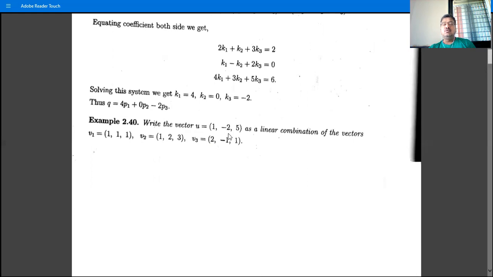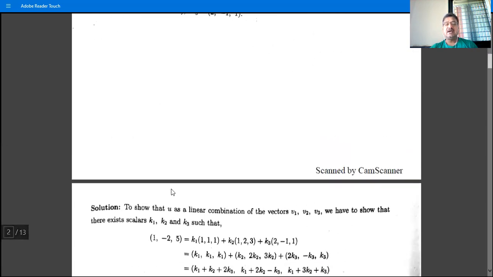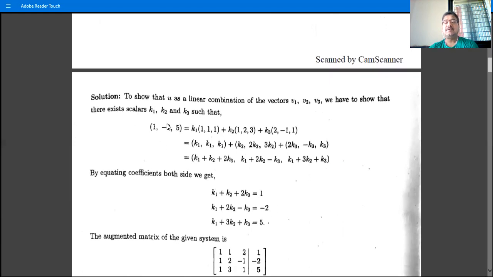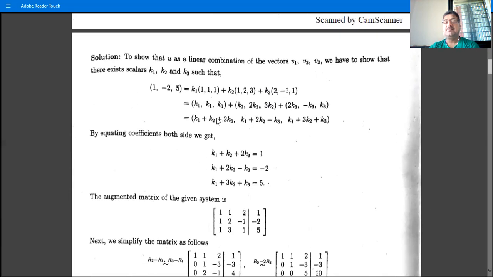Now write the vector U as 1, -2, 5 as a linear combination of these three vectors. So again, take three scalars K1, K2, K3 such that U is equal to K1 V1 plus K2 V2 plus K3 V3, and substitute the values of U, V1, V2, V3. Okay, so after applying the definition of scalar multiplication we have this, and after applying the definition of addition we have this, that is the addition of corresponding elements.